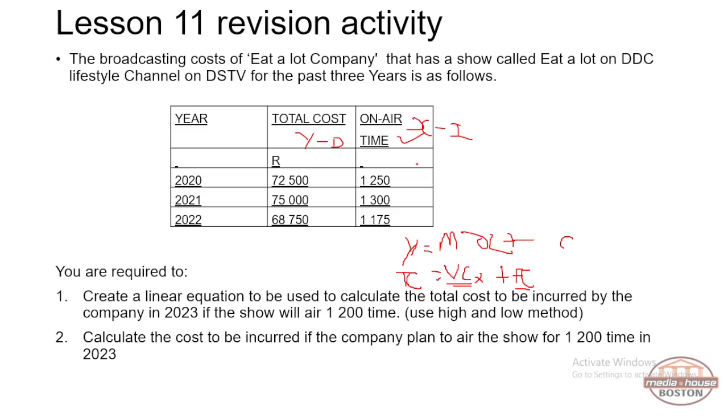So meaning that the airtime is independent, as it is the one that has influence on the total cost. Therefore, to calculate the variable cost per unit, you can first identify the two points, which are the highest airing time and the lowest airing time. So the highest airing time is 2021 and the lowest airing time is 2022. So the difference in the cost for 2021 and for 2022 is caused by the difference between this airing time. So this will give us what we call the variable cost per unit.